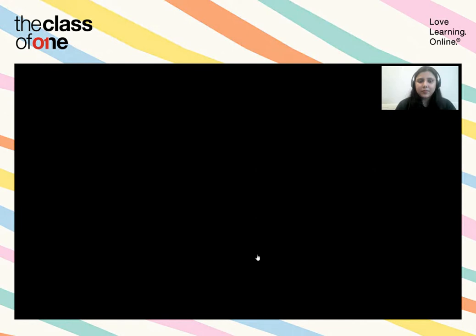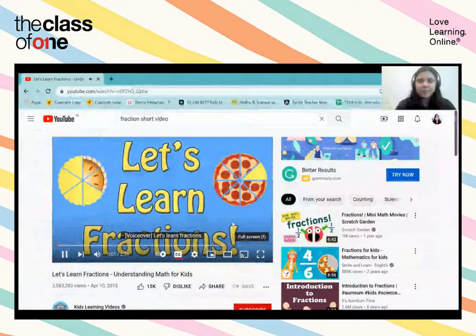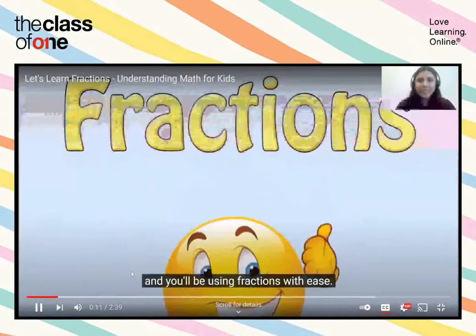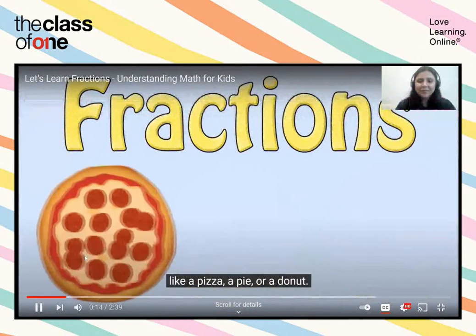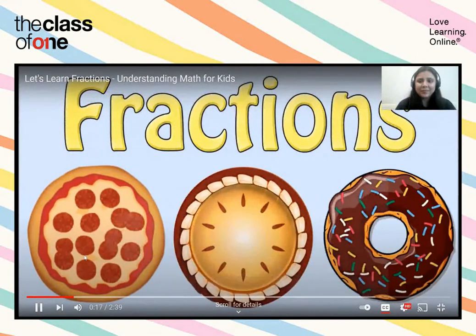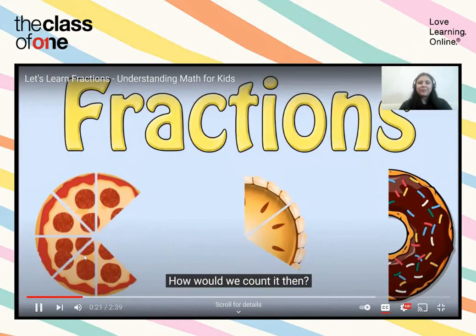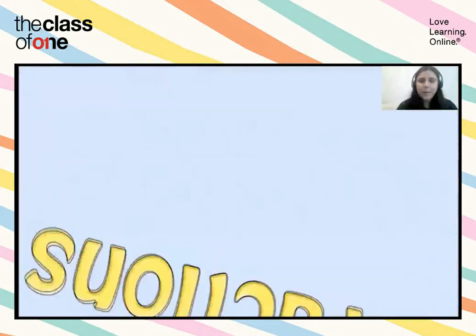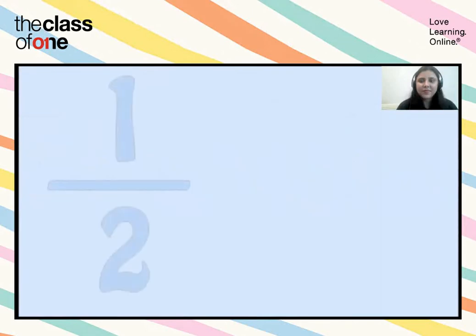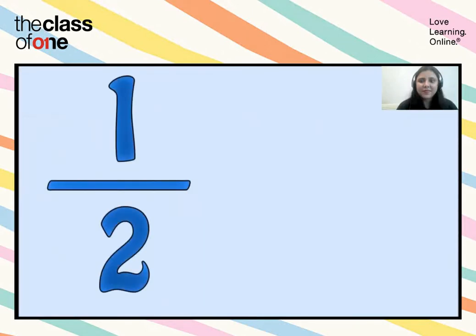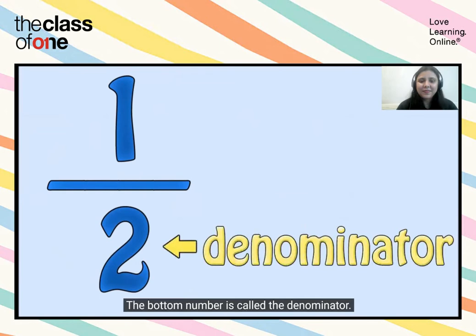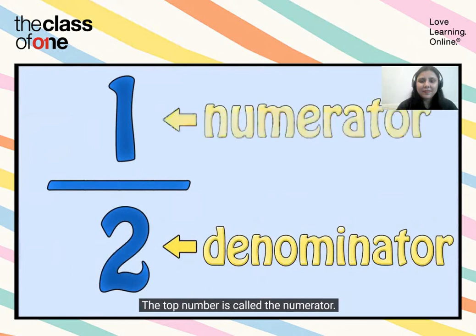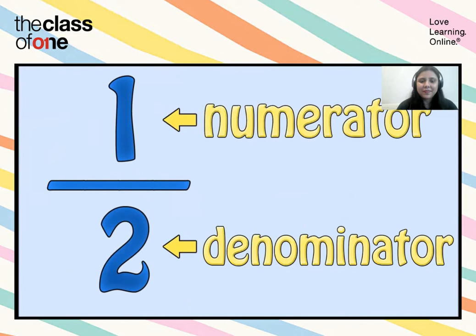Fractions. Understanding fractions can be easy as 1, 2, 3. Just watch this video and you'll be using fractions with ease. Let's watch. It's easy to count whole things like a pizza, a pie, or a donut. But what if we only had part of 1? How would we count it then? We'd use fractions. A fraction looks like this. The bottom number is called the denominator. It shows how many equal pieces an object has been divided into. The top number is called the numerator. It shows how many parts of the denominator you are looking at.